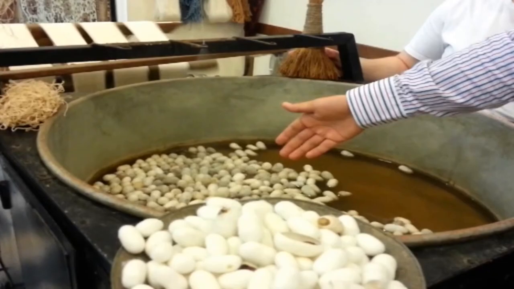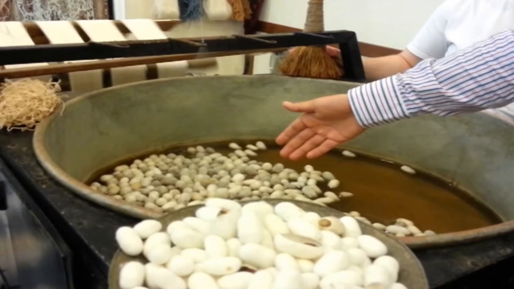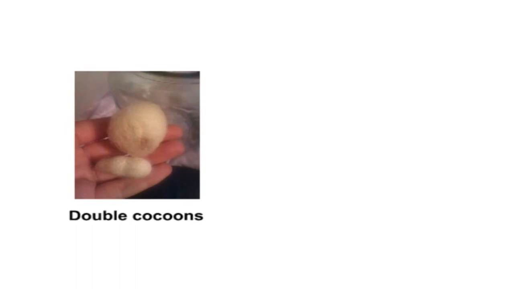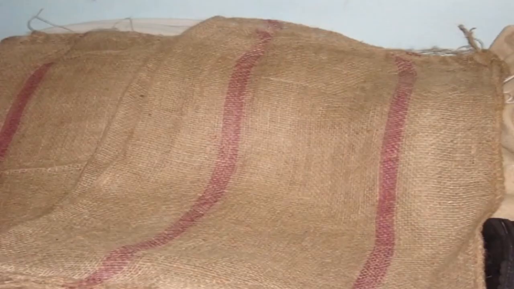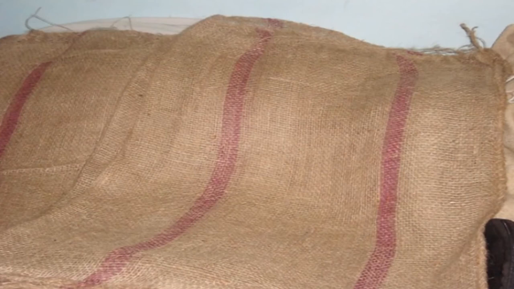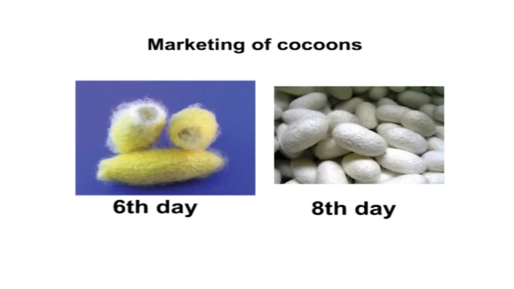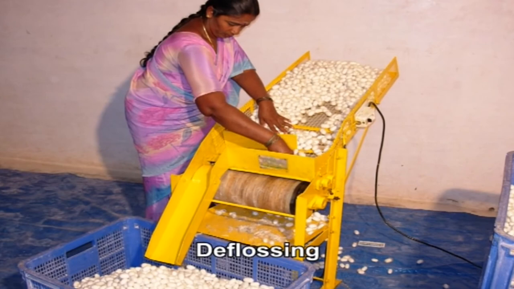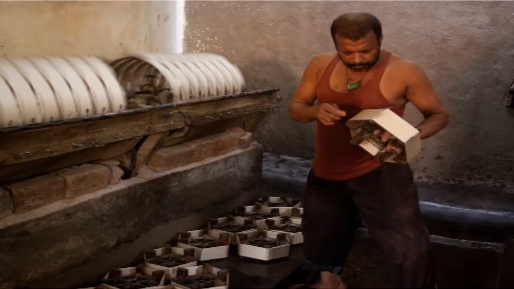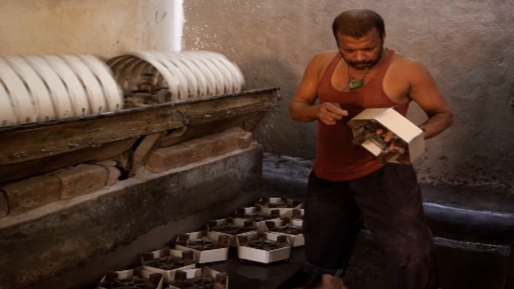How to do transportation and marketing of cocoons? After harvesting, the cocoons should be cleaned by removing litter. Double cocoons and filmy cocoons are separated out, and the cocoons are transported in loosely filled gunny or cotton cloth bags during cooler hours of the day for marketing. Marketing of cocoons should be done on the 6th day for multivoltine and on the 8th day for uni or bivoltine hybrids. If deflossing of cocoons is done, reelers would pay a reasonably higher price for such a lot of cocoons.